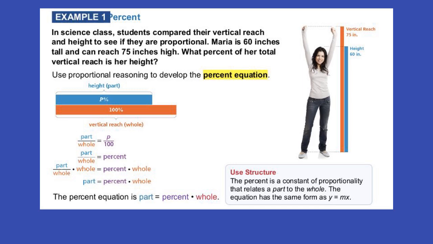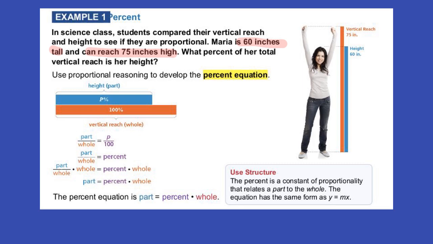It says, in science class, students compared their vertical reach and height to see if they are proportional. Maria is 60 inches tall and can reach 75 inches in height. What percent of her total vertical reach is her height? And this time, they want you to use something called the percent equation.